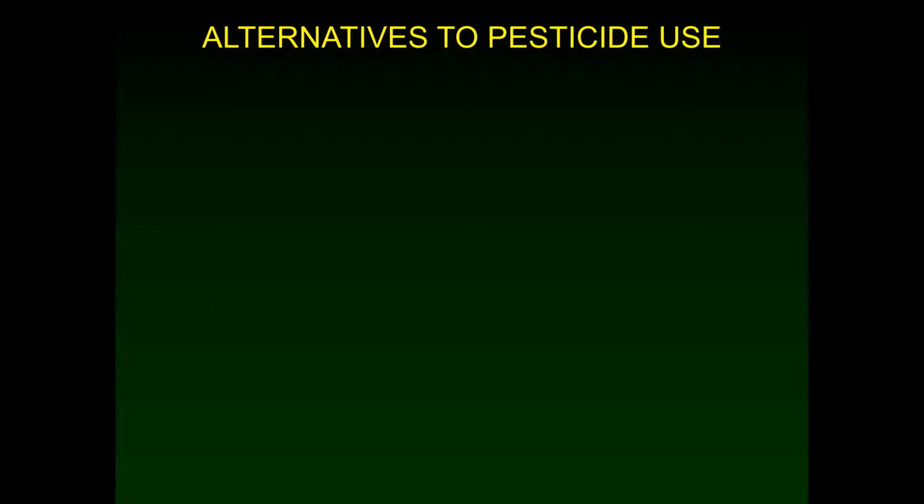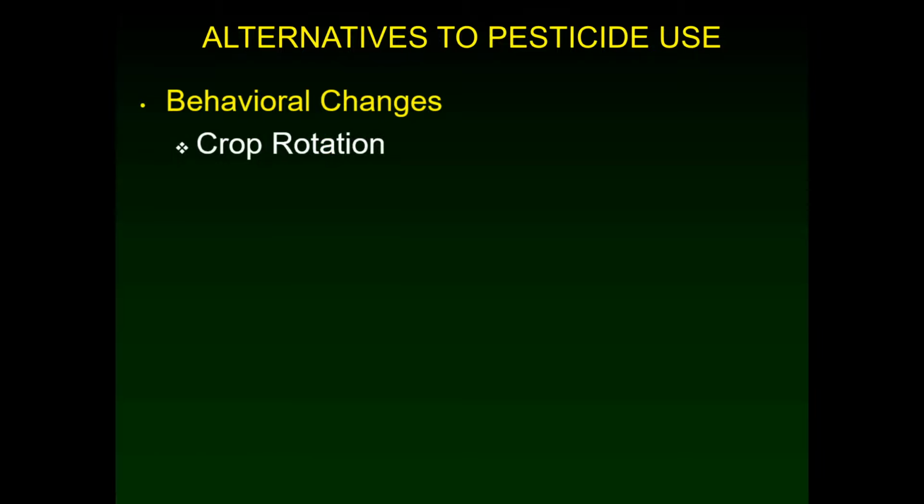Alternatives. So again, like I said, it's easy to identify a problem. It's more difficult to identify a solution. So behavioral changes. Using something like crop rotation. Instead of using so many pesticides, you plant soybeans. Soybean aphids start to show up onto your fields. Rather than planting soybeans the next year, you plant corn. And then now these aphids have no food source, and then they have to move on.